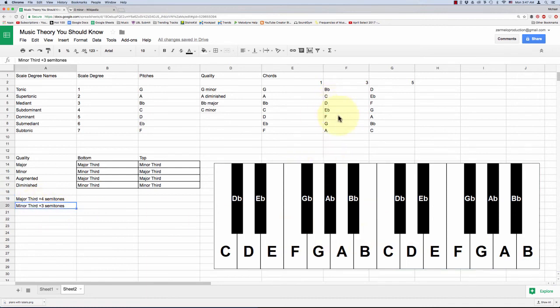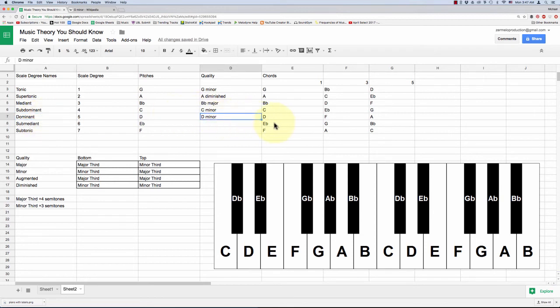What about the top interval from F to A? So from F to A, what are we going to do? We're going to count. So F, 1, 2, 3, 4. That's 4 semitones, plus 4 semitones. That's a major third. So we have a minor third in the bottom, a major third on top. That's going to be a minor chord. So we have D minor. So in the key of G minor, the dominant chord is D minor.